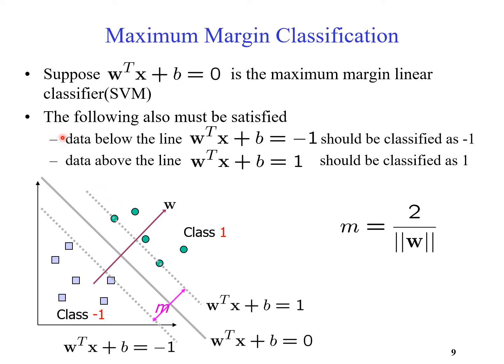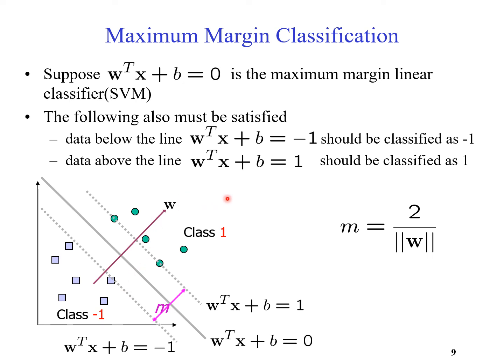Actually, there are two other conditions as well. The first condition says there are many data. Every data above this parallel line, its class should be 1. So every data here should belong to class 1. And every data below this line here, its class should be minus 1. That's another condition.